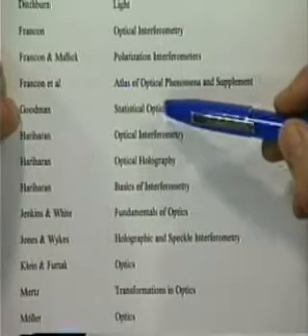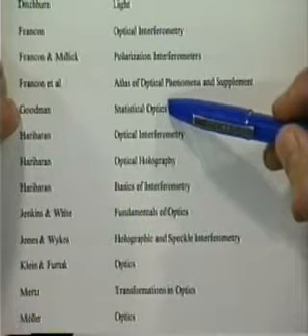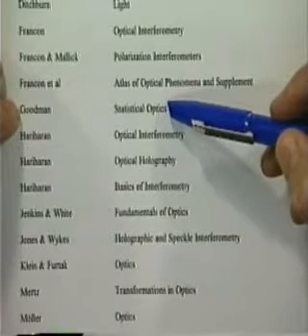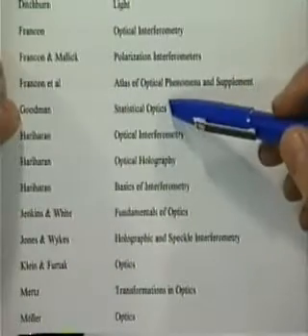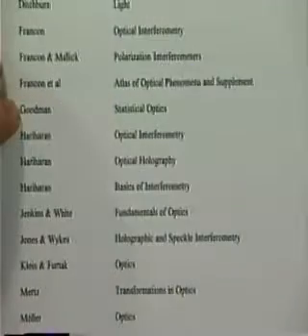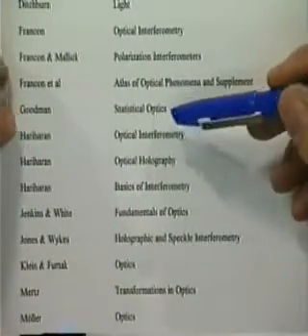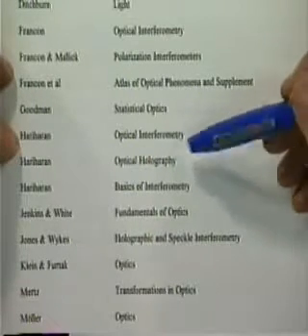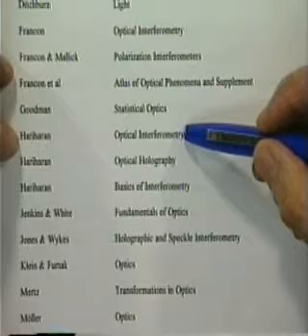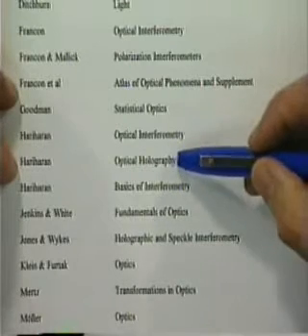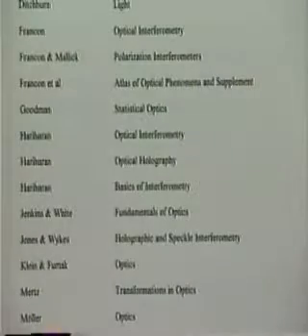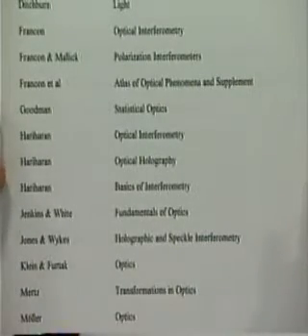Goodman has a second book on statistical optics, and everything Goodman does is fantastic. So, I mean, that's a fantastic book, too. But we won't cover much in this course on it. Hariharan, a couple books on interferometry and on holography. I'm not crazy about his first interferometry book. His holography book is superb. The Basics of Interferometry is pretty good, but it's kind of low level.